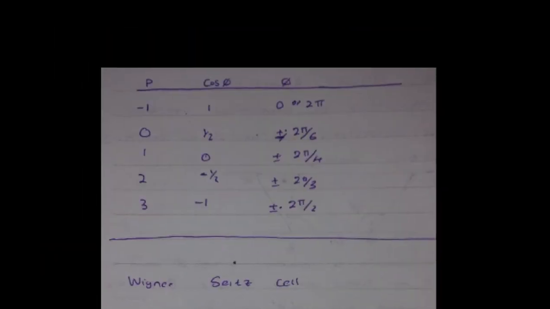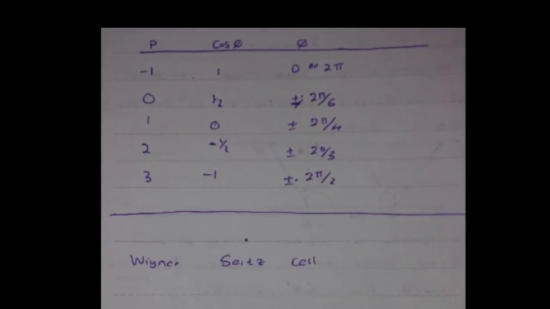So these are the angles that you expect to find. So when P is minus 1, the cos phi will be 1, and we'll expect phi to be 0 or 2 pi. So this is a rotation by a full circle. Again, when P is 0, we have 2 pi by 6 as the allowed angle. When P is 1, we have 2 pi by 4, again 2 pi by 3, 2 pi by 2.